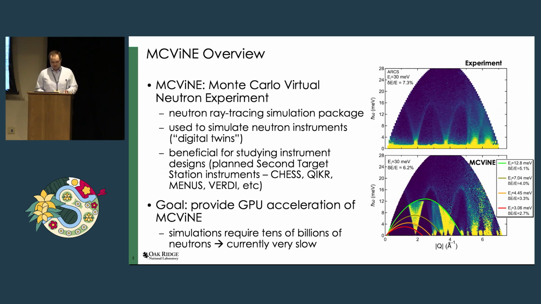Where we're at currently, though, is that MCViNE is very slow for tens of billions of neutrons, especially when adding complicated scattering physics. This is a major bottleneck, especially when trying to validate these instrument designs. We want quick turnaround, and that's not the case currently. That leads us into what we're doing now, which is we want to provide GPU acceleration of this software.